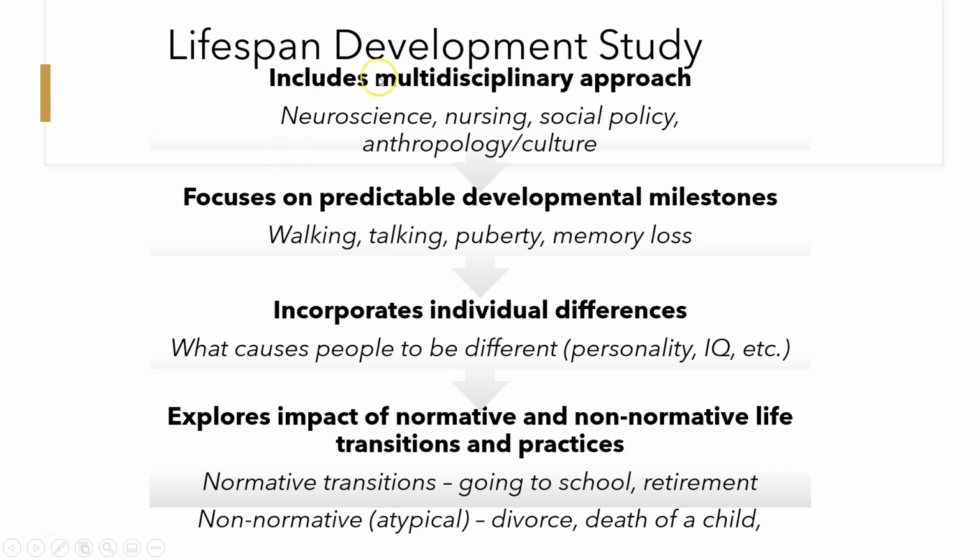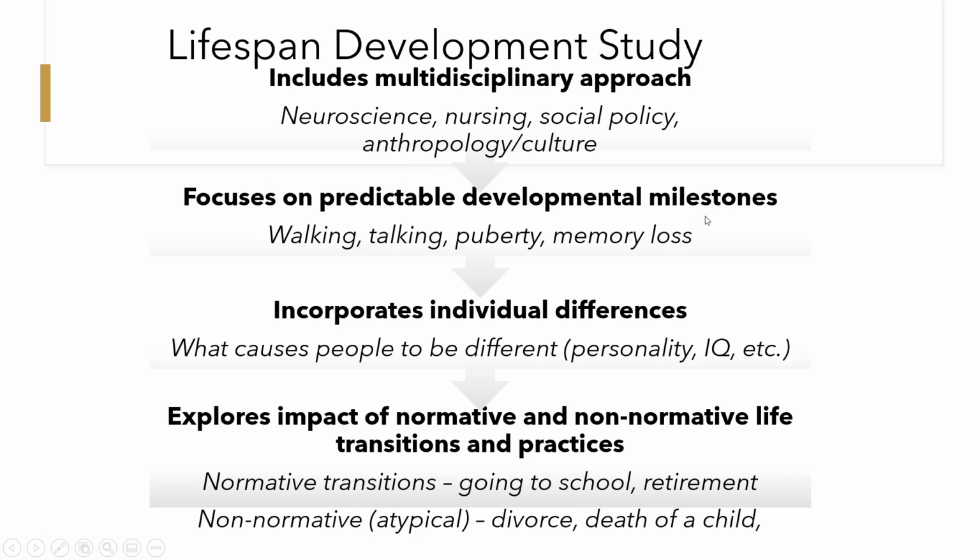In terms of how we study lifespan development, it's important to understand that this is a multidisciplinary field. We need people who are studying neuroscience, how the brain develops, nurses, social policy experts, anthropology and cultural experts. Everyone's working together to understand human development. We focus on predictable developmental milestones.